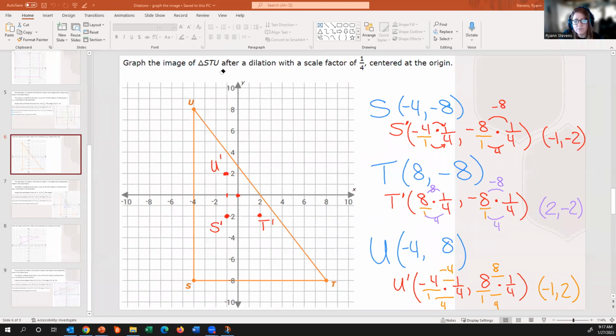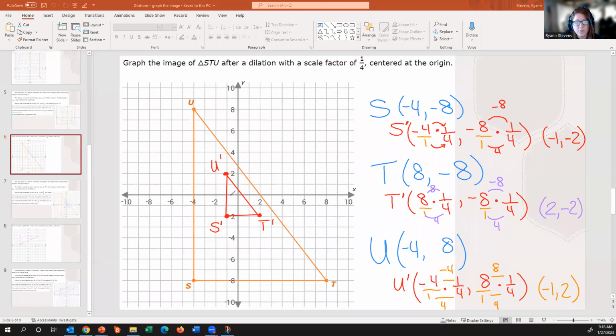So once I've graphed all of my points, now I can connect these points, and I will end up with the same triangle as we started with. The only thing now is that it is much smaller because we did reduce it by a scale factor of 1/4. And remember, we can go through, we can check our answer.